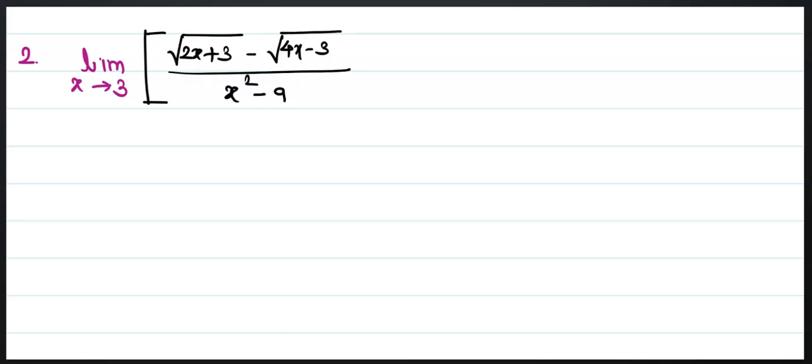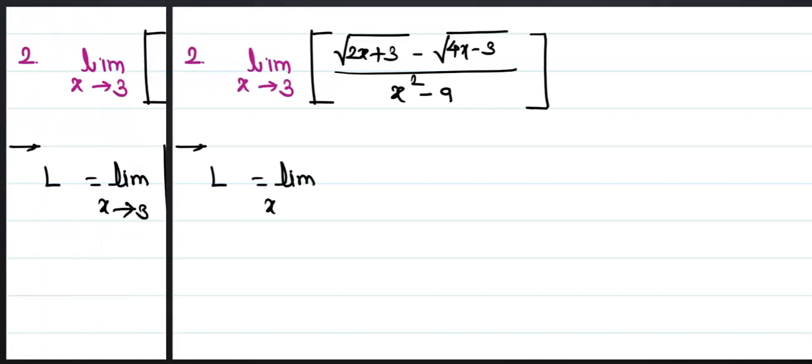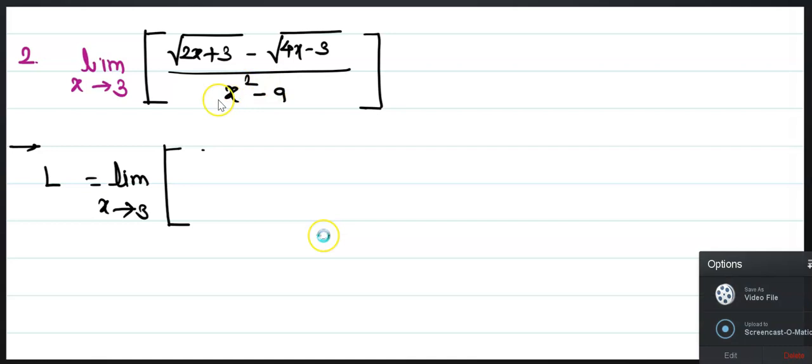Next example: limit x tends to 3 of root of (2x plus 3) minus root of (4x minus 3), upon x square minus 9. What will the cancellation factor be? It is x minus 3. The factors of x square minus 9 are x minus 3 into x plus 3. Here the rationalizing factor is root of (2x plus 3) plus root of (4x minus 3). Now see this answer.